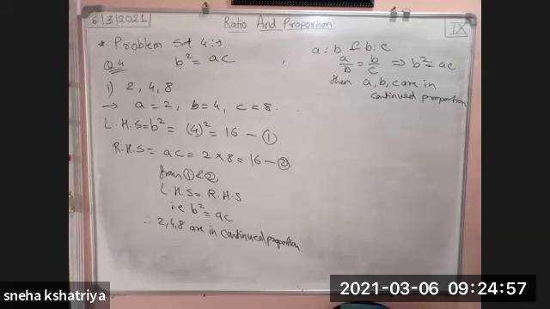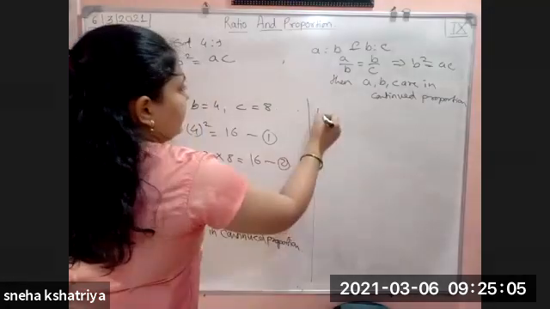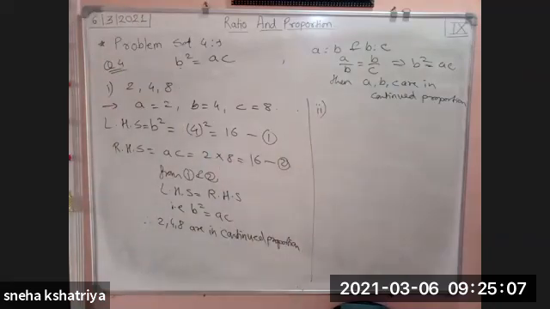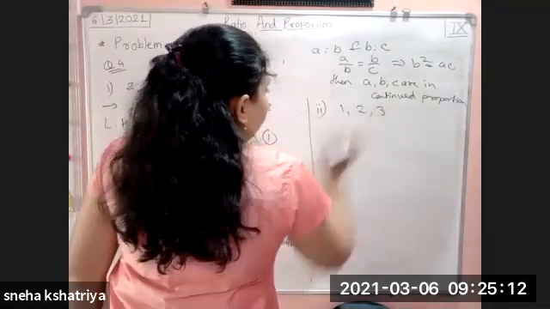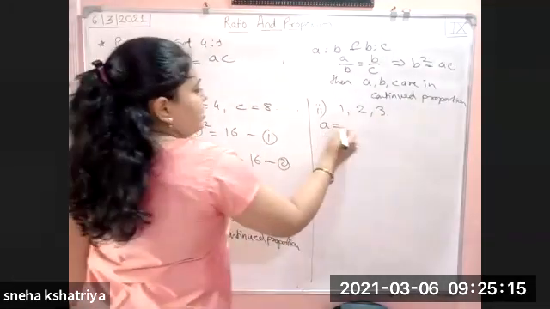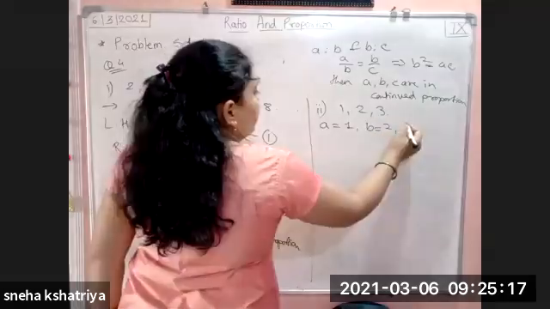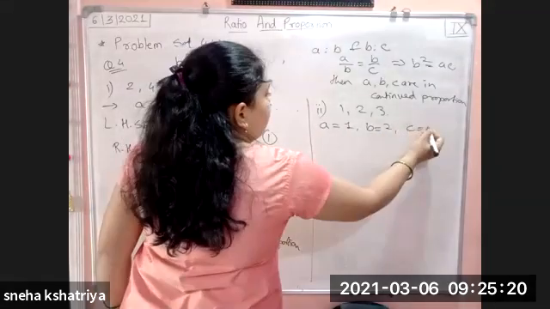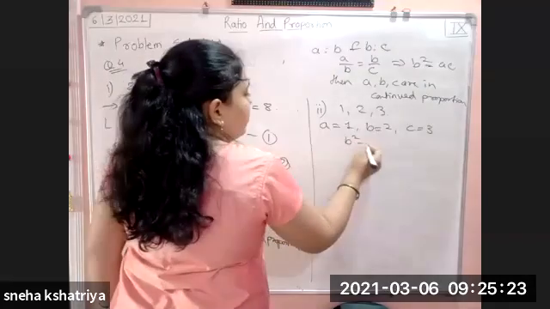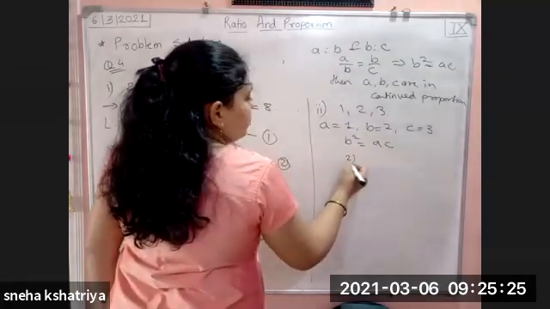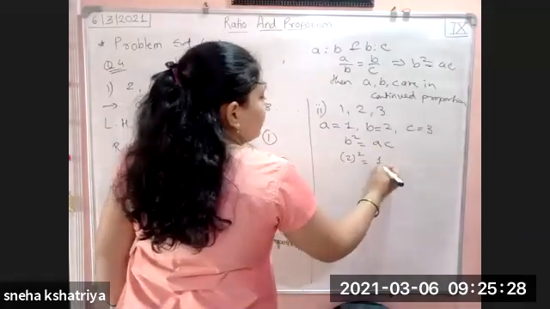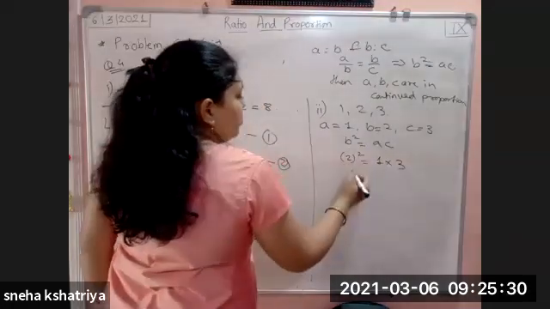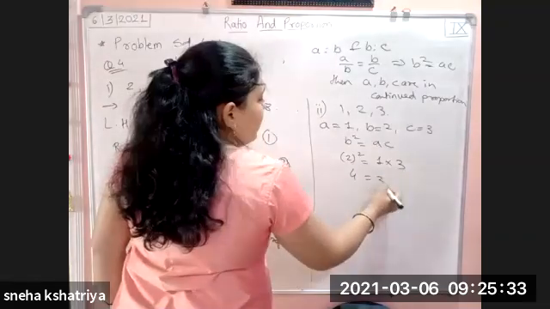In this manner, you have to solve. If you are not solving like this with LHS and RHS, you can solve directly also. The second example I am taking like that. Second example is 1, 2, 3. So we have here A is equal to 1, B is equal to 2, and C is equal to 3. So B square is equal to AC. B value is 2, its square, A value is 1, C value is 3. 2 square is 4, which is equal to 3 ones are 3.